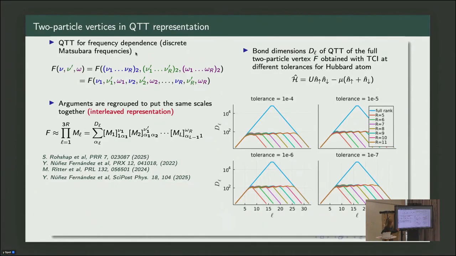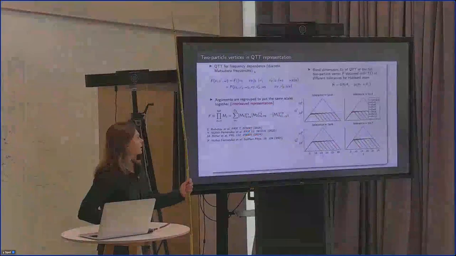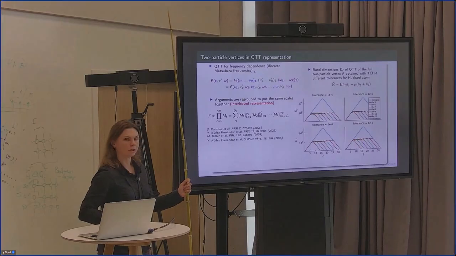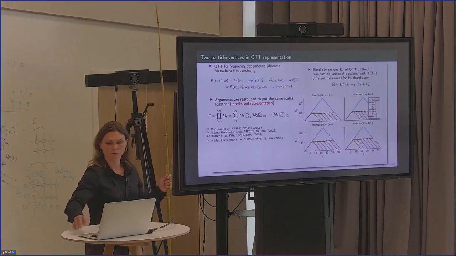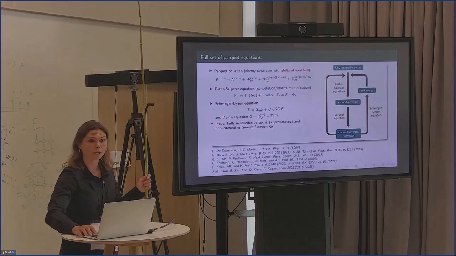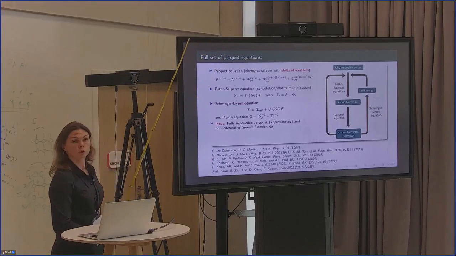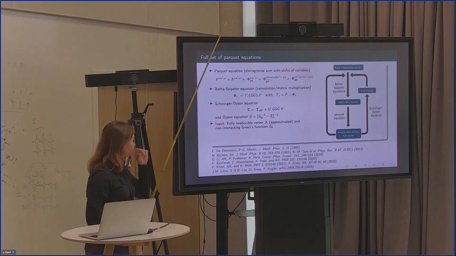Temperature? Yes. In the Hubbard atom, there's only one parameter that is combined, U times beta. And for this particular calculation, I think it was 50. But let's see, I have some temperature dependence later. Good question. Forgot to put it on there.